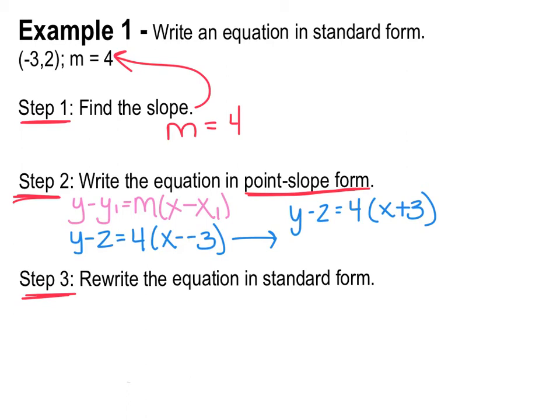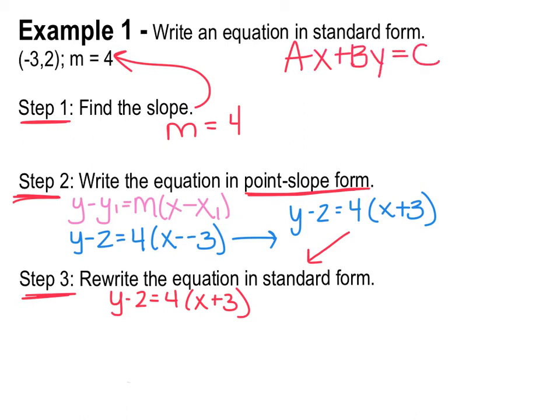I'm going to take this equation and rewrite it. I have y minus 2 equals 4 times x plus 3. In order to rewrite it, I need to remember what standard form looks like. Standard form is ax plus by equals c, and a, b, and c are just coefficients or constants. I'm going to draw my line, using a different color so it doesn't get confused. I'm trying to get my x's and y's on the left and my constants on the right.